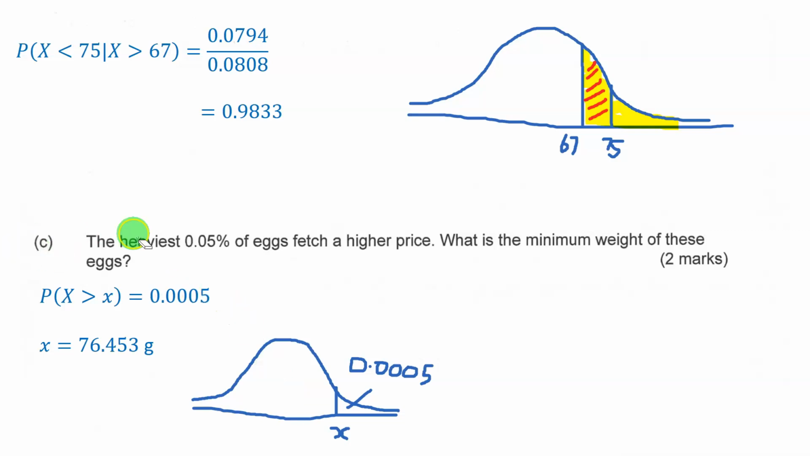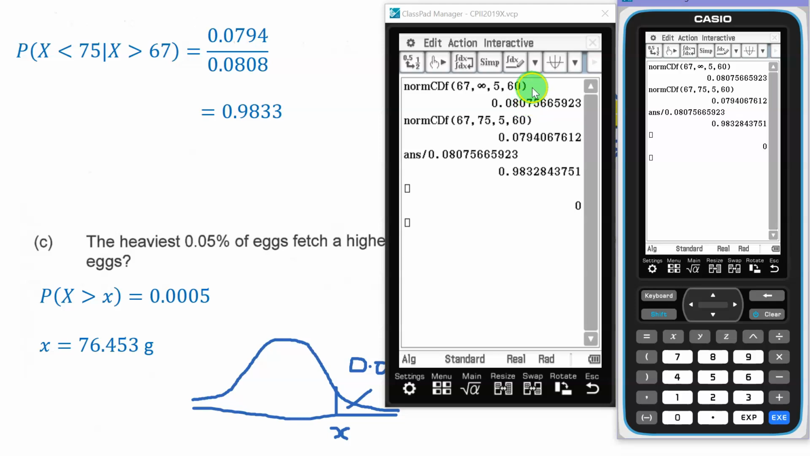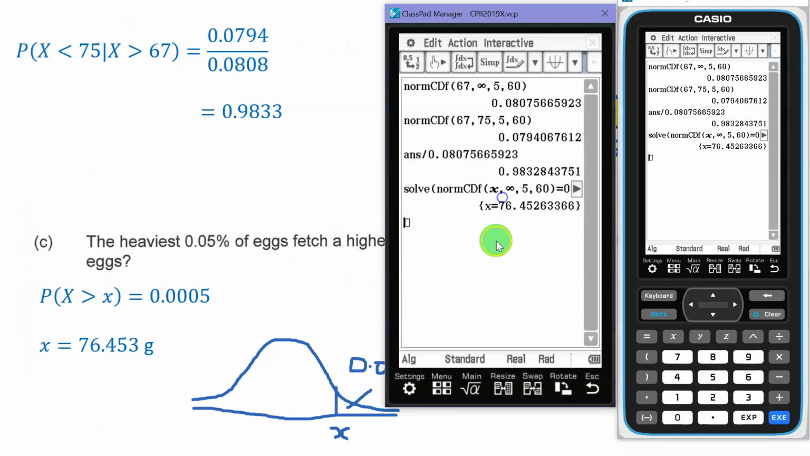And so on to part C. The heaviest 0.05% of eggs fetch a higher price. So our job here is to work out what value of X here will give us a right tail of very little there, 0.05%. So with ClassPad, I'm just going to copy the original. This is very similar to the first problem we did in part A, but backwards. We simply want to know what this value will be here so that the probability of this is not very much. I'm going to pop a solve at the beginning with shift equals. At the end, we want it to be equal to 0.0005 and press execute. We're warned that there are more solutions, but there's our solution, 76.45.